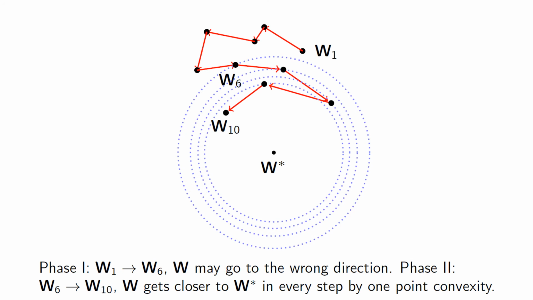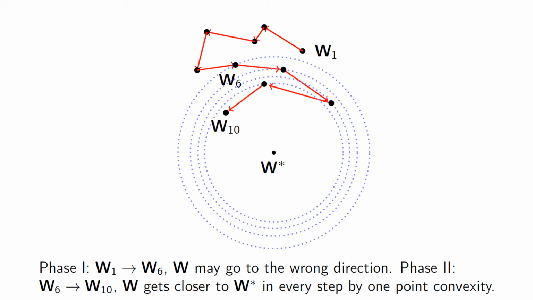More specifically, we showed that SGD converges to the global minimum in two phases. In phase 1, the gradient might be pointing to the wrong direction. In the figure, the gradient is a red line, and we can see W1, which is the initial point, has gradient pointing to the opposite direction with respect to W star. Therefore, if we run SGD, we will be leaving away from W star.